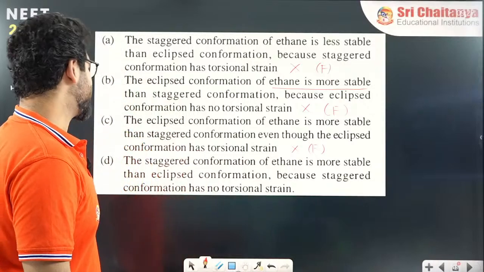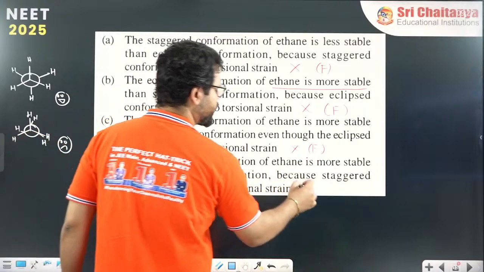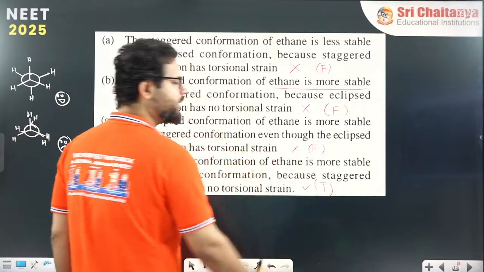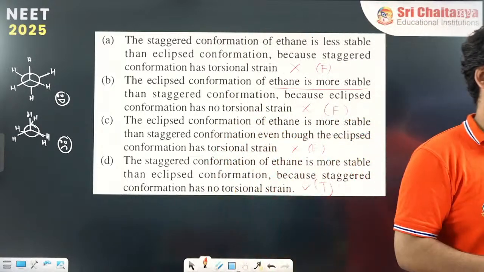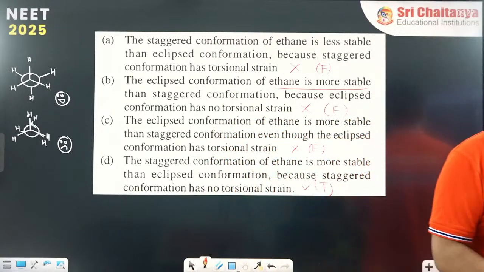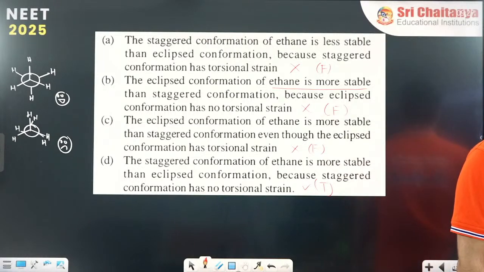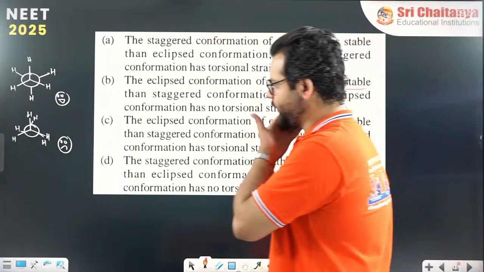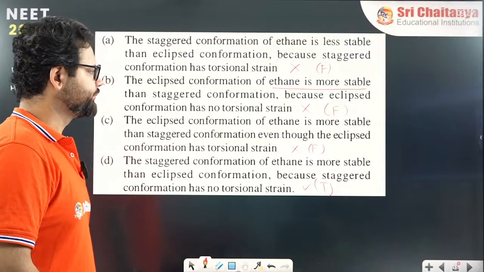Staggered is more stable than eclipsed. That is correct because the staggered conformation has no torsional strain. This is the true statement. So the last one is true. So false, false, false and true. Okay, that's the one. Now let's move on to the next question.